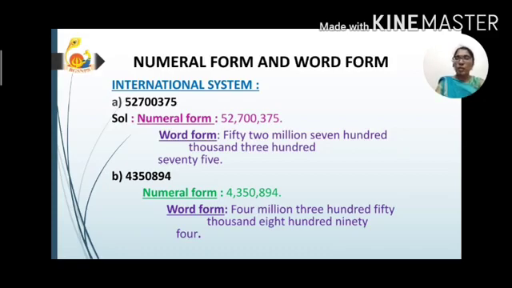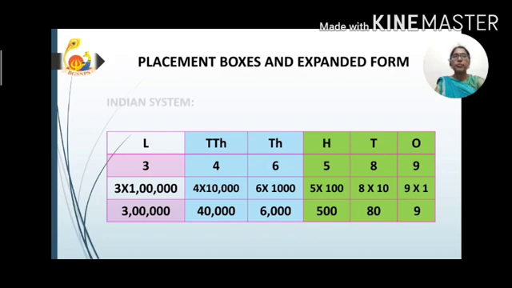So up to now we have learnt about place value chart in Indian system and international system, and how to place commas in Indian system and international system, and how to write the numeral form and word form. Now what is left over? Writing the expanded form by using the placement boxes. Now let us see that.